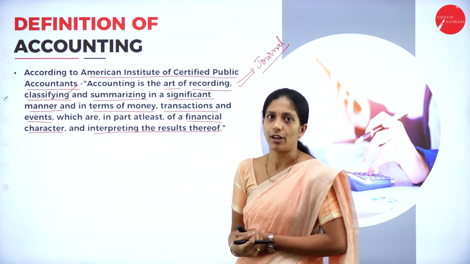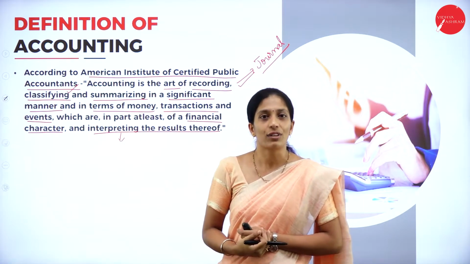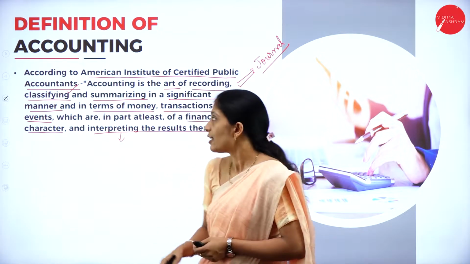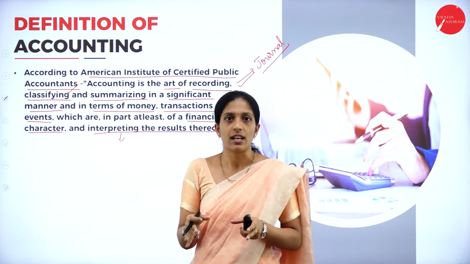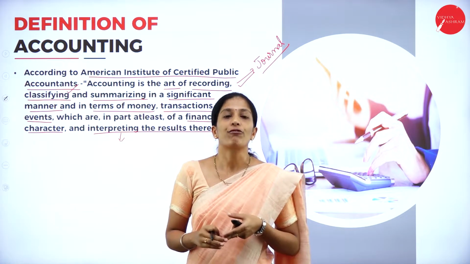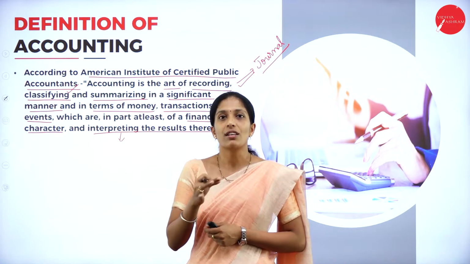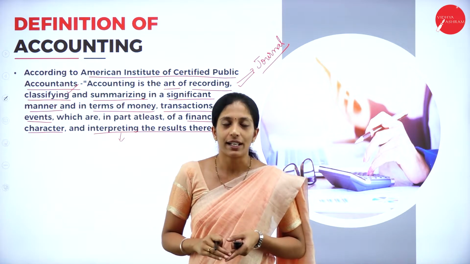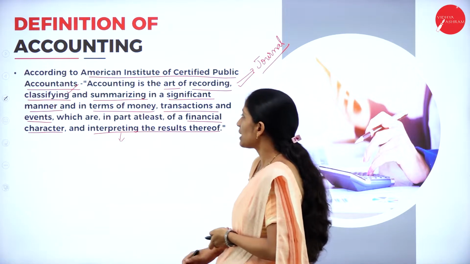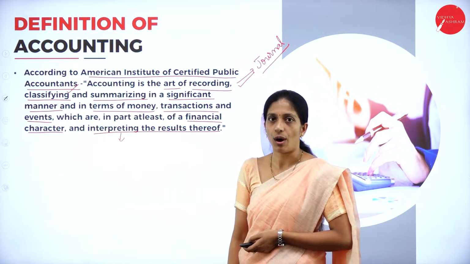So it should be measured in terms of money, or it should be of a financial character, and interpreting the results thereof. So how do you interpret the results? We are going to present the accounting information in the form of profit and loss account as well as balance sheet. So in summarizing, we will make it ready. How do we have to present? In interpreting, we actually present the accounting information in the form of profit and loss account as well as balance sheet, where the user will come to know the net profit or net loss of the business and the financial position of the business. That is interpreting the results. Results is nothing but the financial results of the organization.